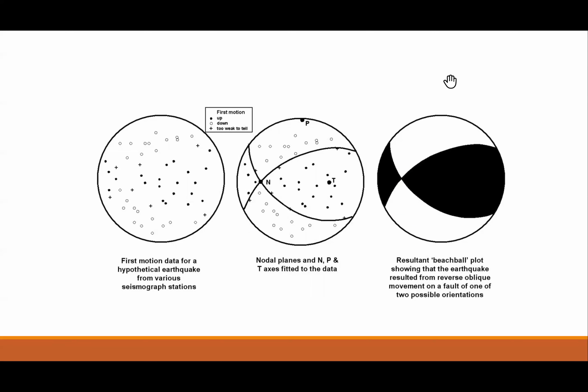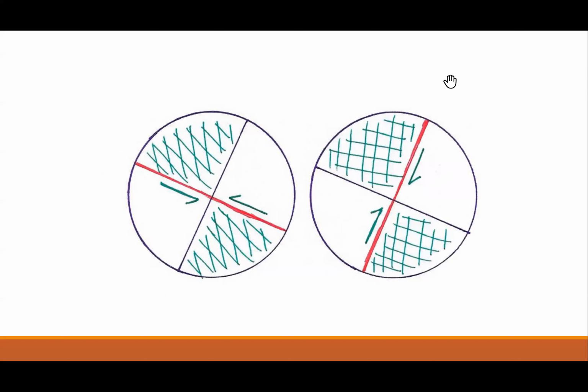The data of an earthquake is plotted using a lower hemisphere stereographic projection. The azimuth and takeoff angle are used to plot the position of an individual seismic record. Two possible focal mechanism solutions. Without additional information, every focal mechanism has two possible fault orientations.